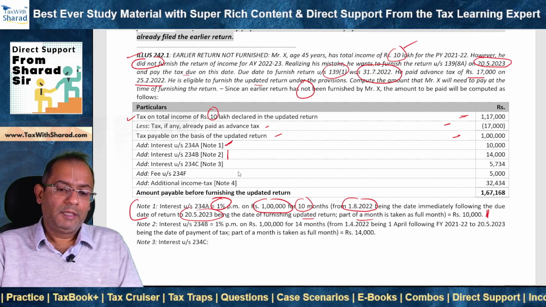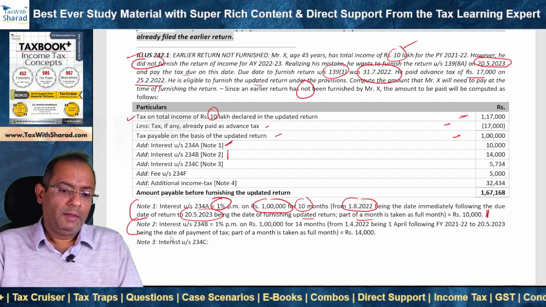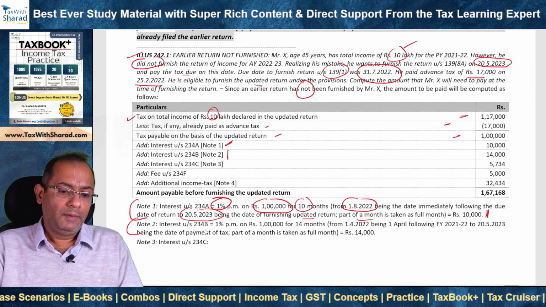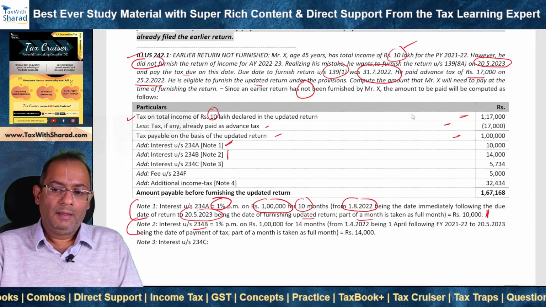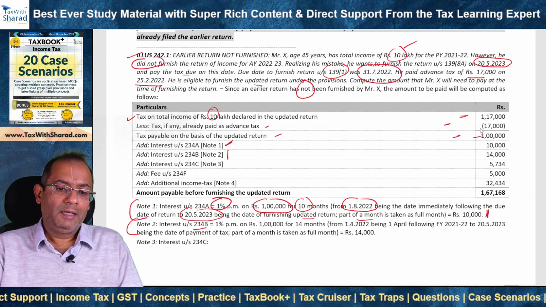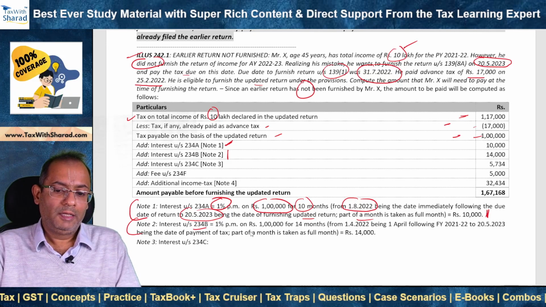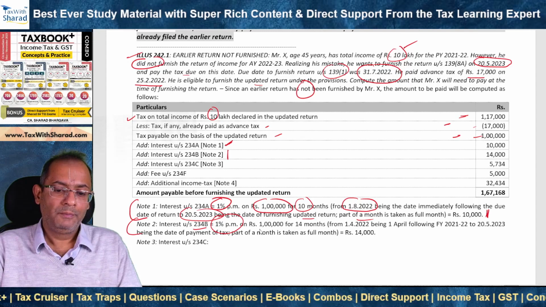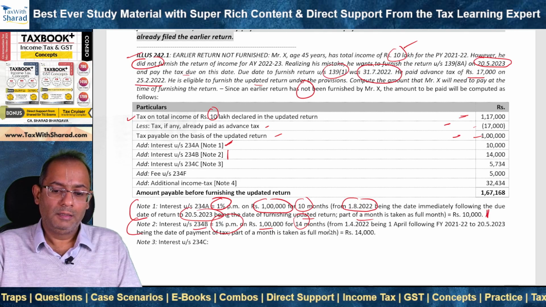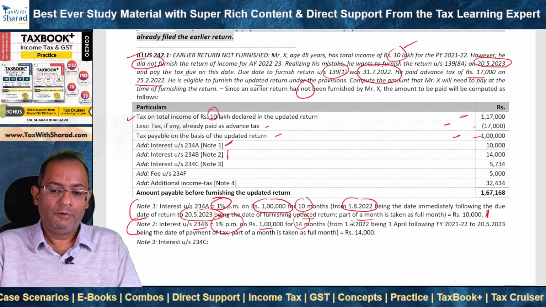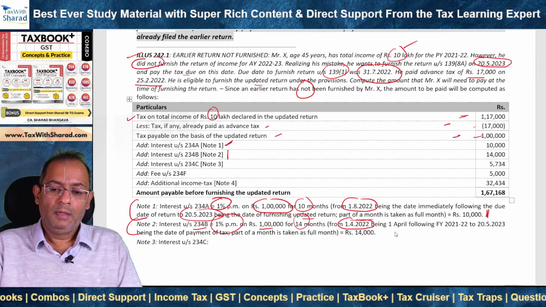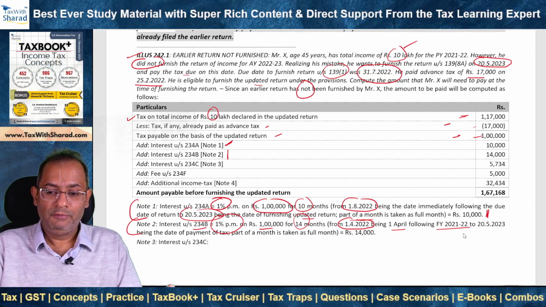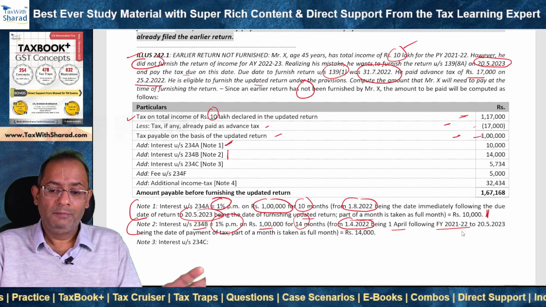Then we will add interest under section 234B, note 2. Interest under section 234B will be for default in payment of advance tax. See, the tax payable is 1 lakh, but advance tax paid is only rupees 17,000. So interest under section 234B will also arise, and it will be calculated at the rate of 1% per month on rupees 1 lakh for 14 months. How come? Because interest will be calculated from 1st April 2022. Why? Because it is 1st April following financial year 21-22, which is the relevant financial year during which advance tax should have been paid.